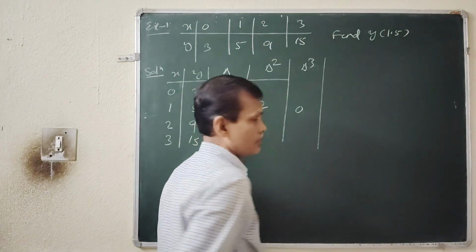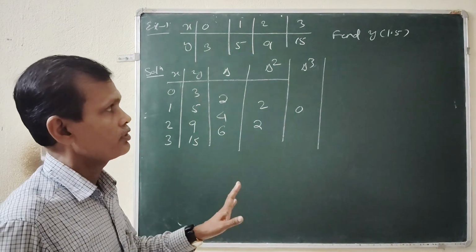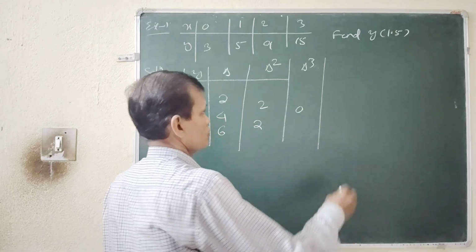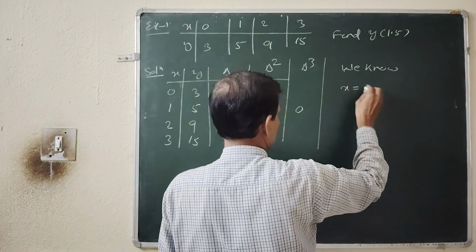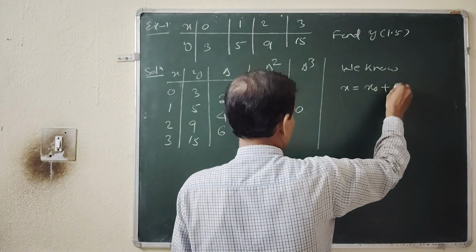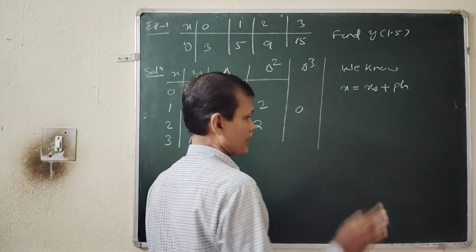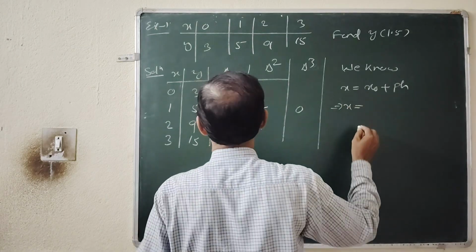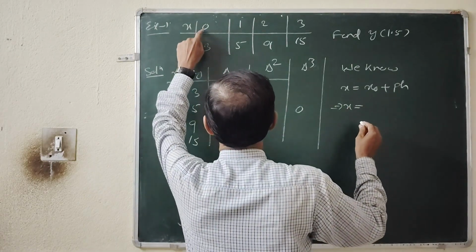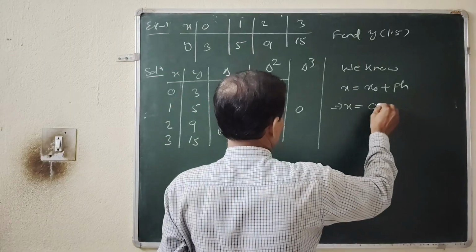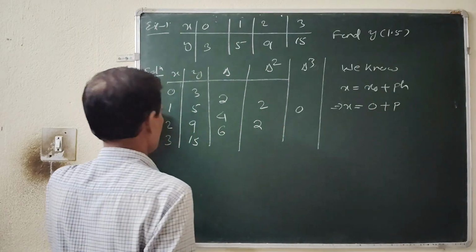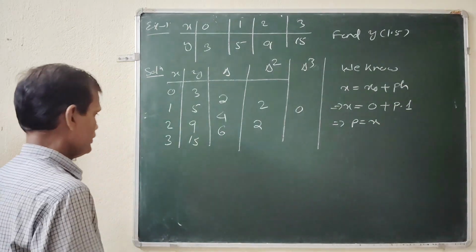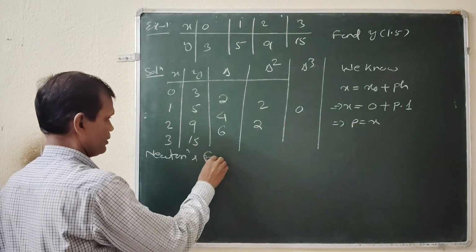X is 1.5, but for the time being we will not consider x as 1.5. We will consider x as the unknown. So we know x is equal to x0 plus ph. For the time being, we assume as if we do not know x. That implies x is equal to x0, which is 0, plus ph. What is h? h is 1. That implies p is equal to x. So now apply Newton's forward interpolation.